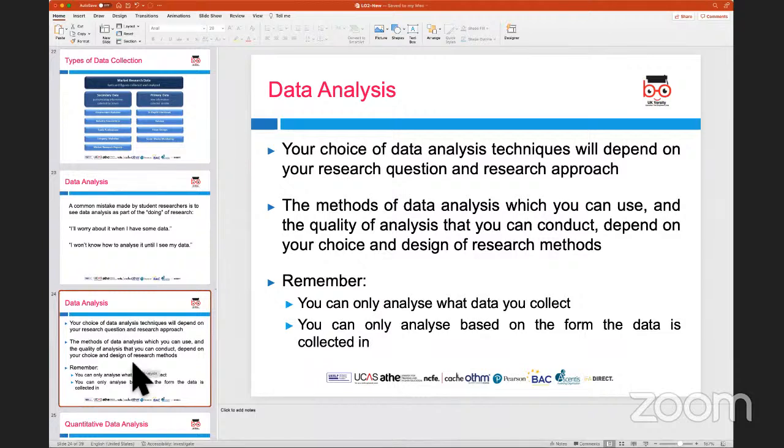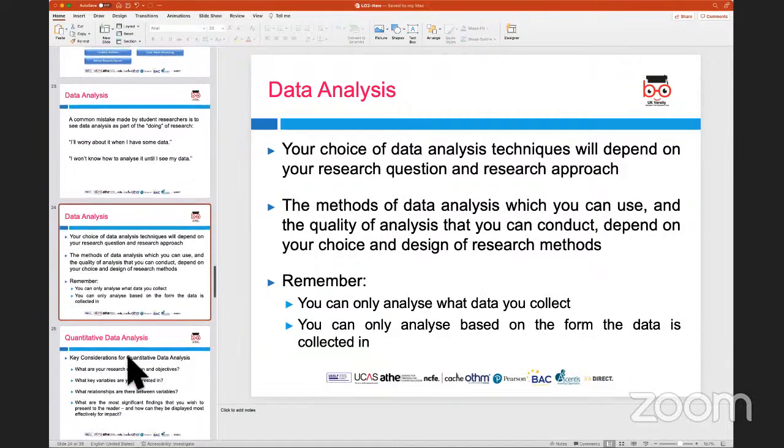Now, data analysis techniques will depend on what your research question is and what your research approach is. If your research question is going to use, for example, an inductive approach or a deductive approach, then on that basis you would carry out, say, qualitative analysis, which is inductive, or quantitative, which is deductive. Your data analysis would depend on how you use these approaches to analyze the data.